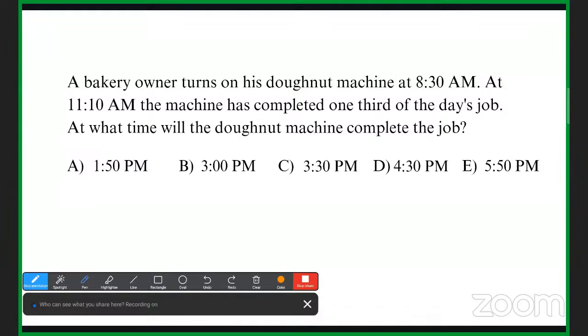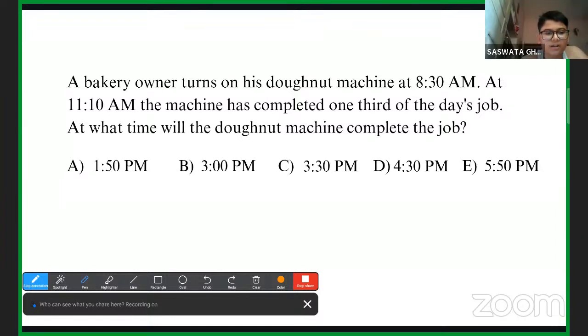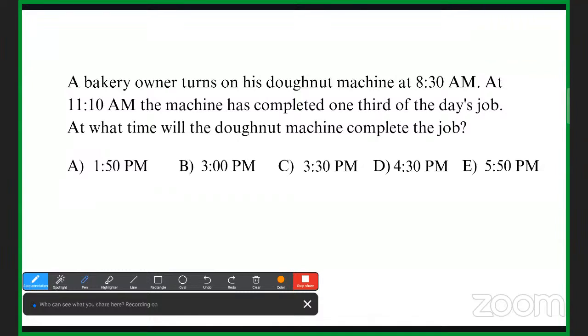In 2 hours 40 minutes, it is completing 1/3 of the job. First, I did this question orally. From 8:30 a.m. to 11 a.m. is 2 hours 30 minutes, then up to 11:10, so it is 2 hours 40 minutes, that is 160 minutes. Now 1/3 of the job can be done in 160 minutes, so the full job can be done in 160 into 3 minutes, which is 480 minutes. Then I made it into hours, which is 8 hours. Then I added it to 8:30 a.m. and got the answer 4:30 p.m.